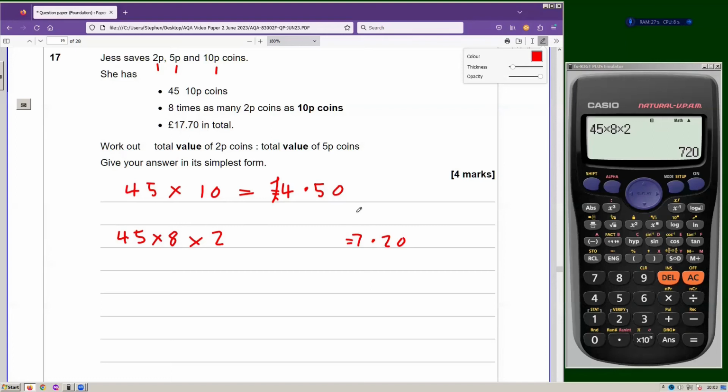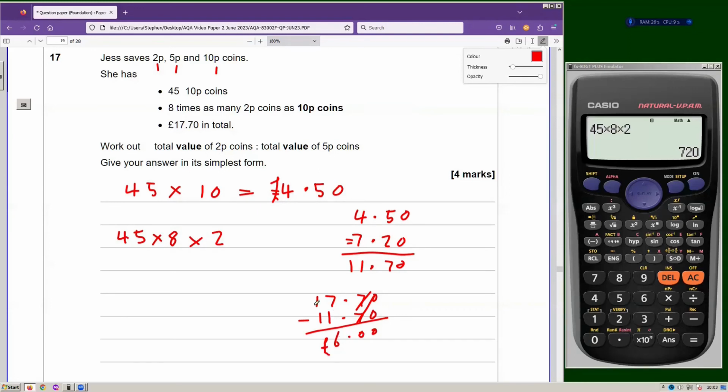And we add those together, £4.50 and £7.20, that's £11.70. Take that from our 1770. 1770 minus 1170. I can see that the nought disappears immediately. 11 from 17, well, it's going to be 6, isn't it? So she's got £6 of 5 pence coins.